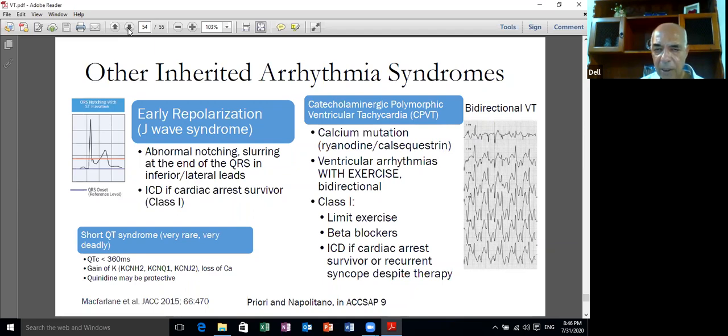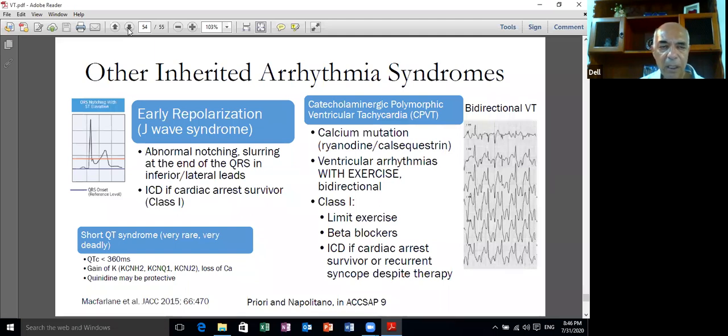Highly lethal condition. You think of it when you consider long QT interval, you measure the QT interval and you find it normal. So where is the meat? The meat is the long QT interval. It's not existing, so consider CPVT.